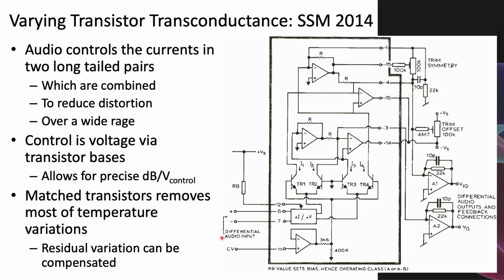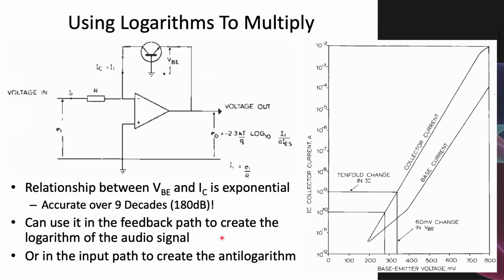Produced quite good results. The other way of doing it is to use logarithms. And we all know if we add two logarithms together, we're multiplying things together. So if we can create the logarithm, in principle, we can add the log of the control voltage to the log of the audio voltage and control the gain that way.